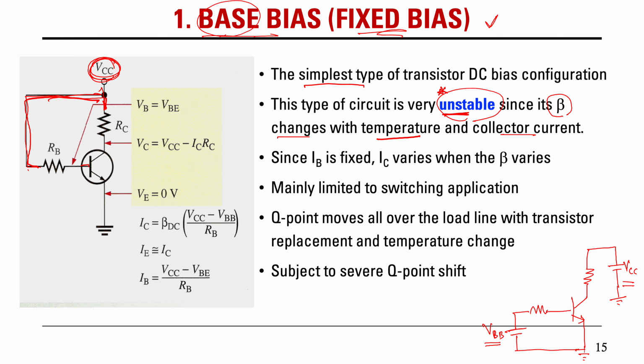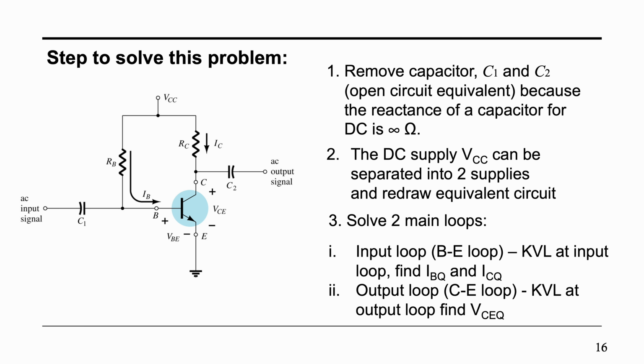Because the value of beta, remember, beta is equal to IC over IB. By right, you should already have all these formulas at your fingertips. It depends very much on the value of beta, and this value of beta can easily be changed by different temperatures and the collector current. The collector current depends on the VCC as well. So how do we analyze this circuit? I have explained to you right before.